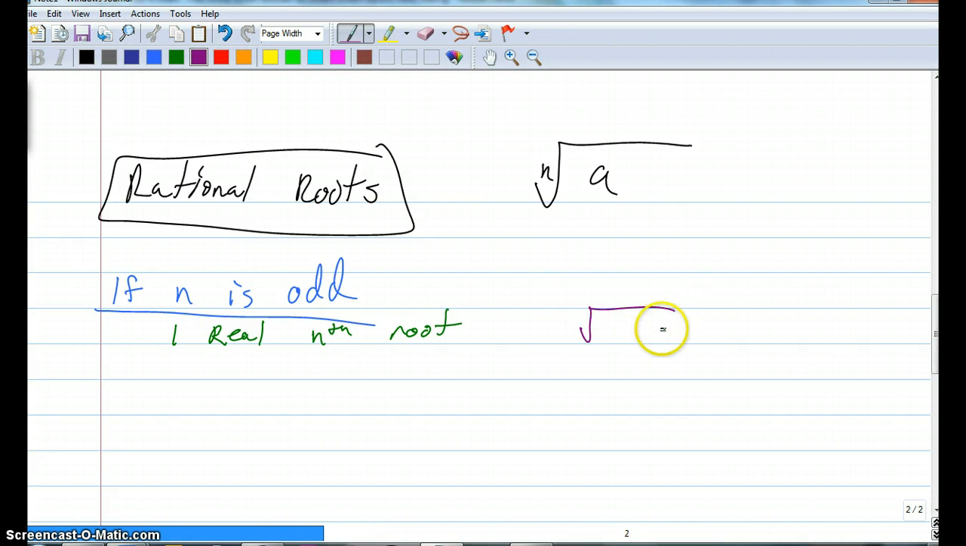Let's talk about the cube root. We want n to be odd. The cube root of -8. What number times itself 3 times is -8? Well, -2 times -2 is 4, times -2 is -8. So the cube root of -8 is -2. That's it. What about positive 2? If I cube that, will I get -8? No, positive 2. 2 times 2 is 4 times 2 is positive 8. So there's only one answer here.